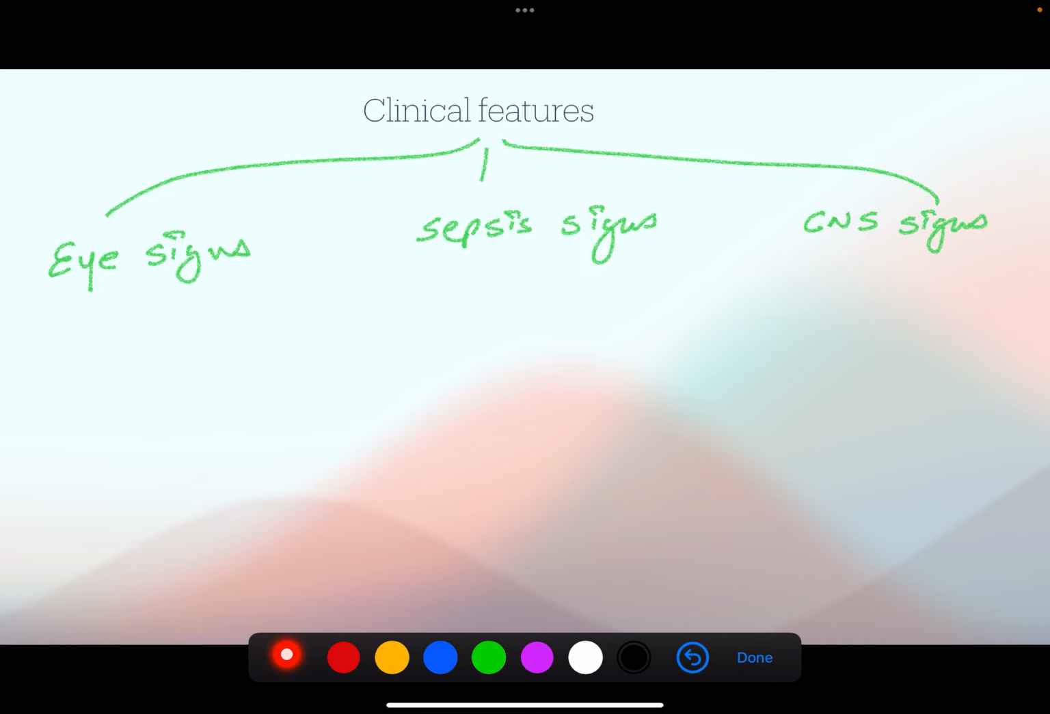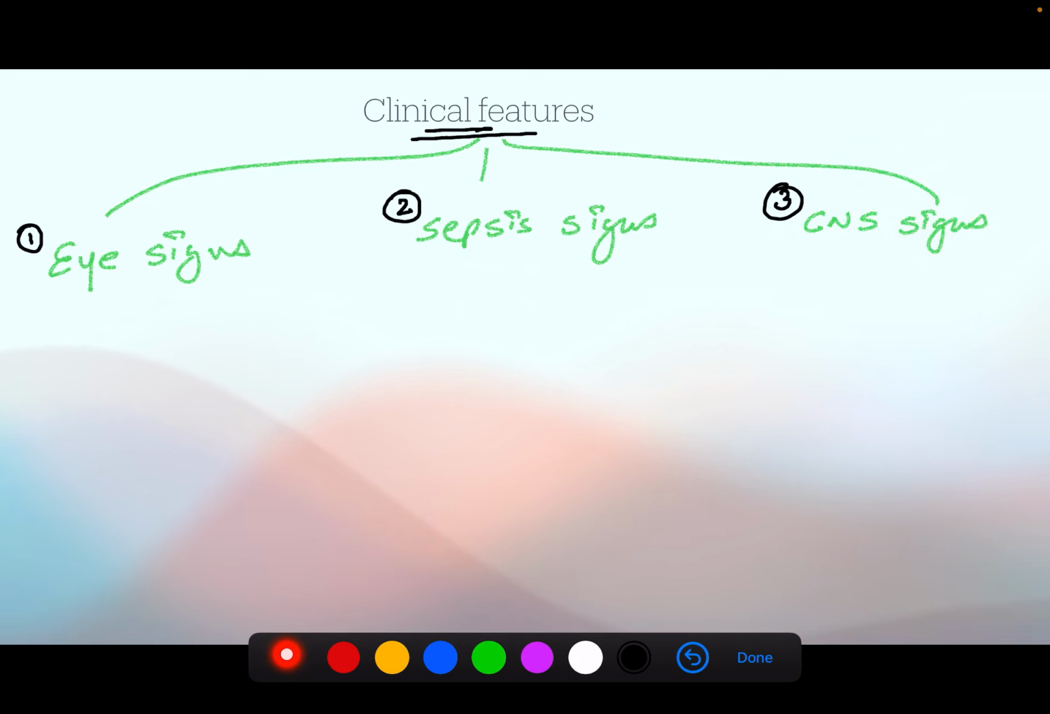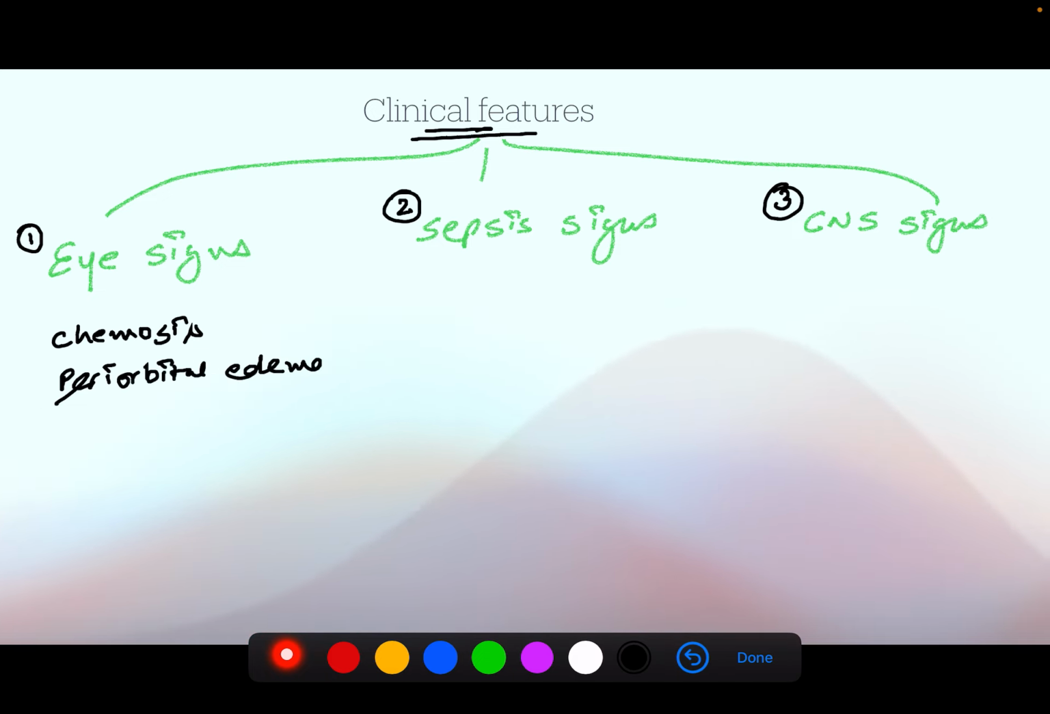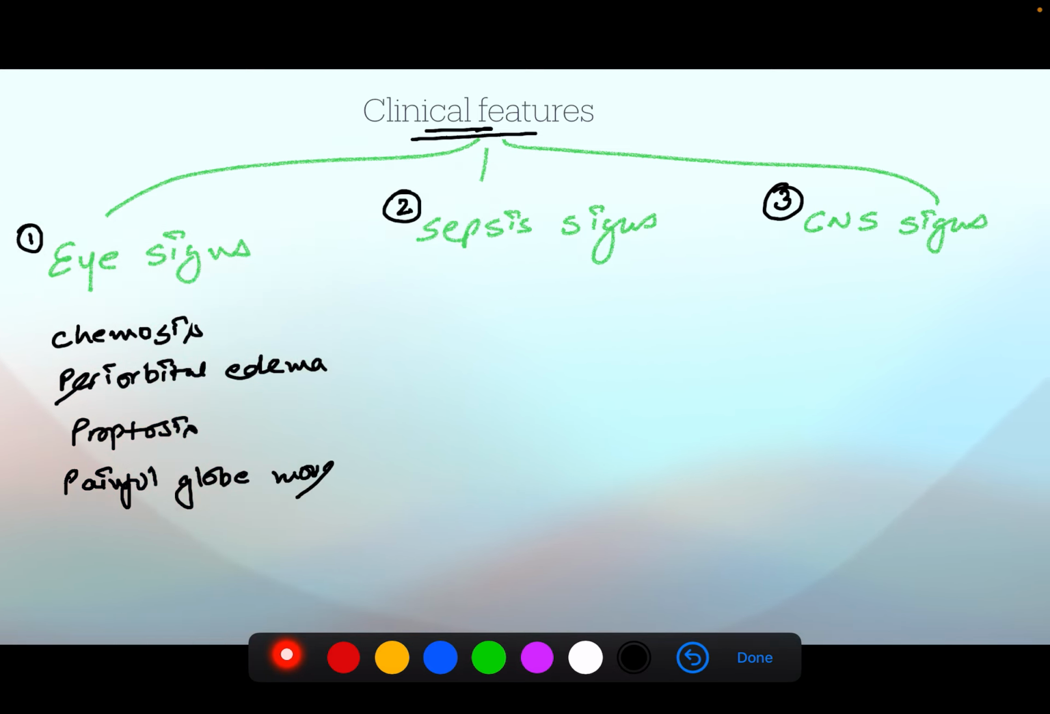Next, we should know how the patient would present with cavernous sinus thrombosis. So the clinical features, first one is eye signs. The signs of sepsis will be there and CNS signs will be there. Eye signs, we'll see chemosis. Chemosis will be present. There will be peri-orbital edema, that is edema around the orbit. Also proptosis and painful globe, that is the eye globe movement will be painful. Also headache due to the eye signs will be seen.